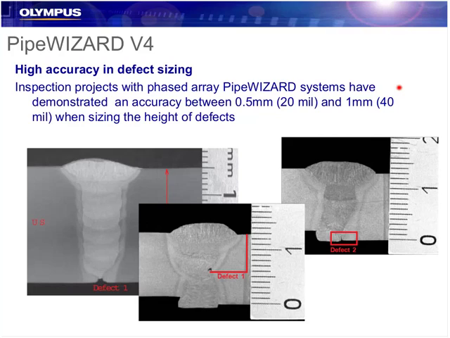So in most phased array pipe weld projects, we can usually demonstrate an accuracy between 0.5 millimeter and 1 millimeter when we're sizing the defects, which is very important when we start to look at critical assessment, reject rates, etcetera, as we'll see in the coming slides.